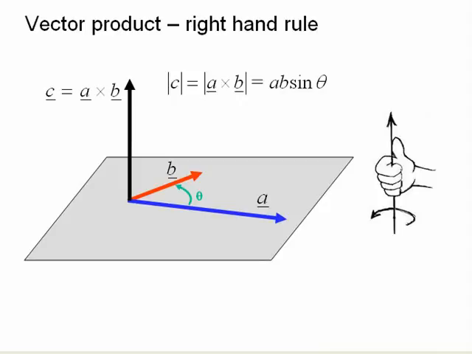If you imagine curling your fingers around the perpendicular axis in the same direction as the rotation of A to B, then your thumb will be pointing in the direction of the vector product C. Here, the rotation is anti-clockwise, and so the thumb points upwards.